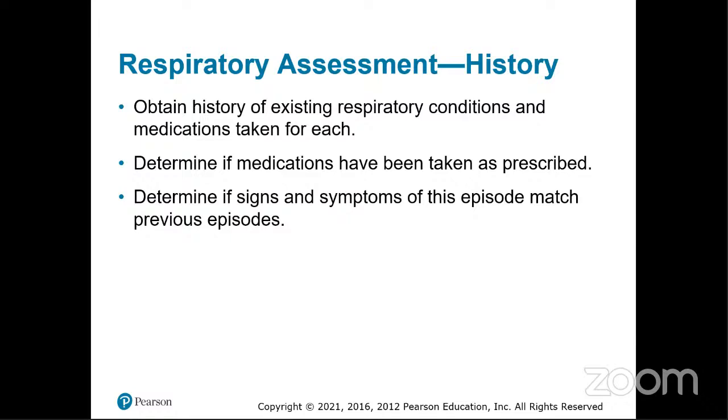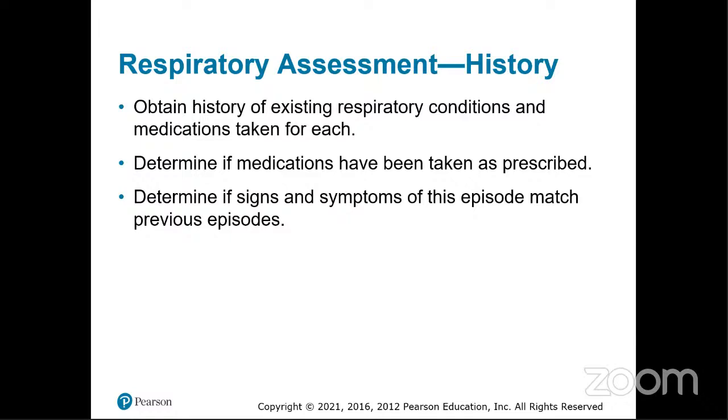Determine if the medications have been taken as prescribed. That's a hard one, especially with pediatrics and the elderly, geriatrics, excuse me. They either forget or take too many or too few. Anyway, make sure they're taking it as prescribed.